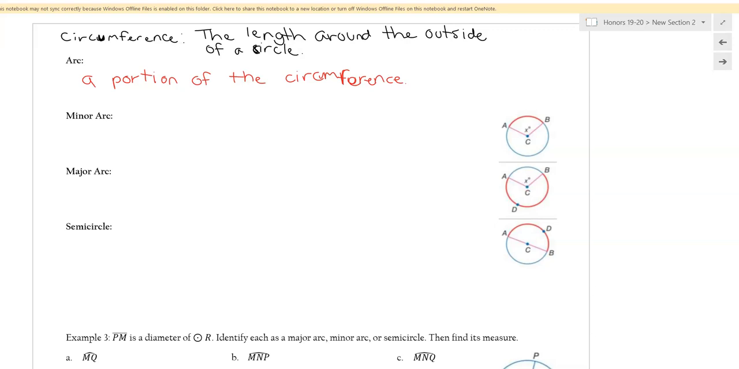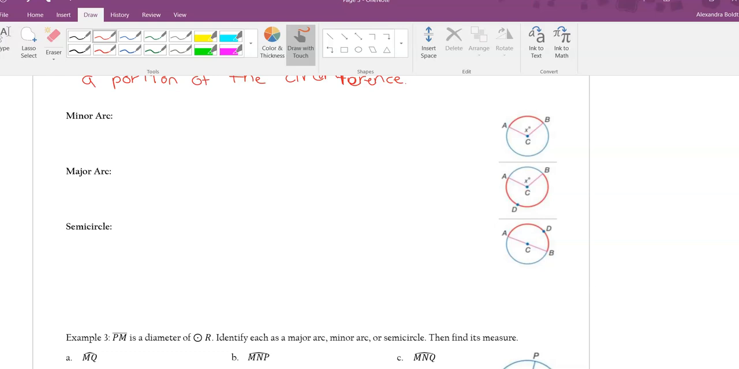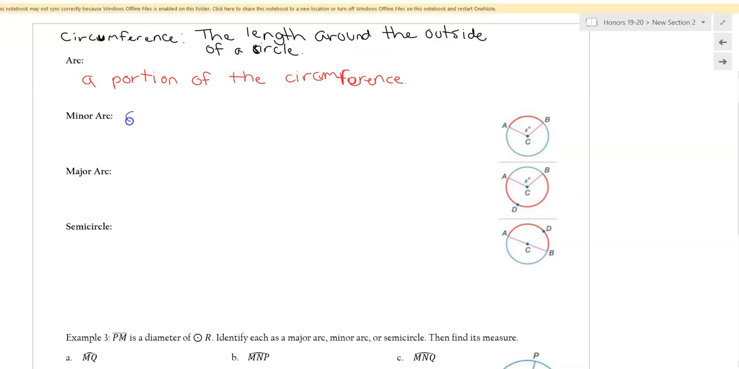Circumference. Right, a portion of the circumference. So a minor arc is an arc that is less than 180 degrees. Okay? So that's half the circle. Right, 180 degrees is half the circle. The whole circle is 360.